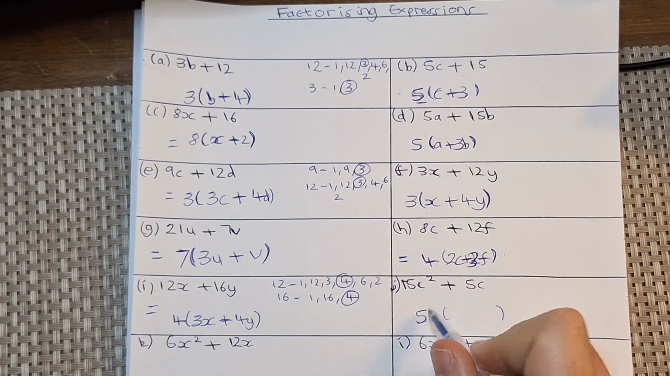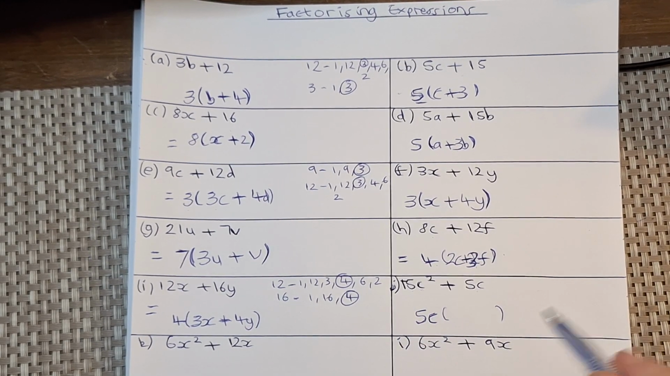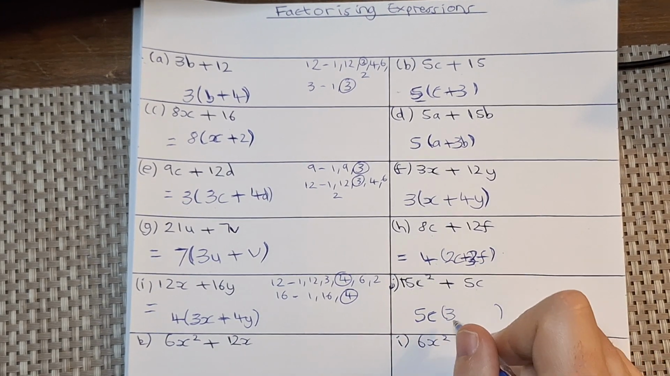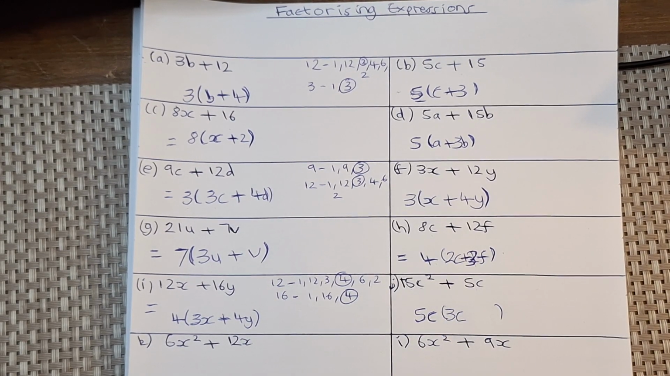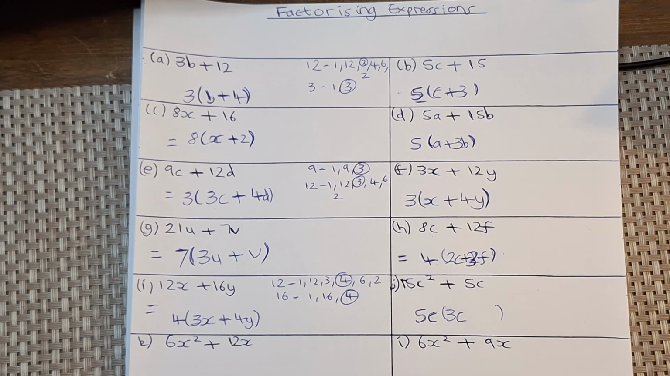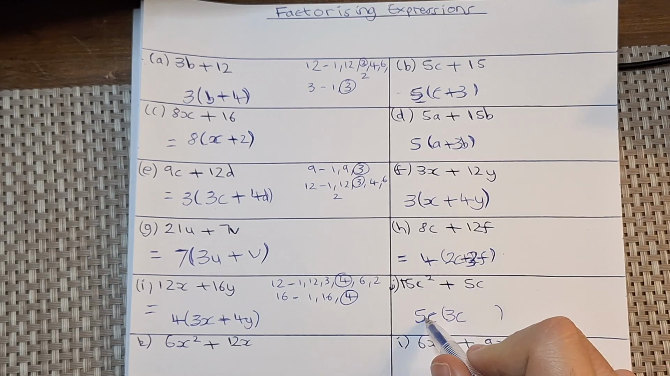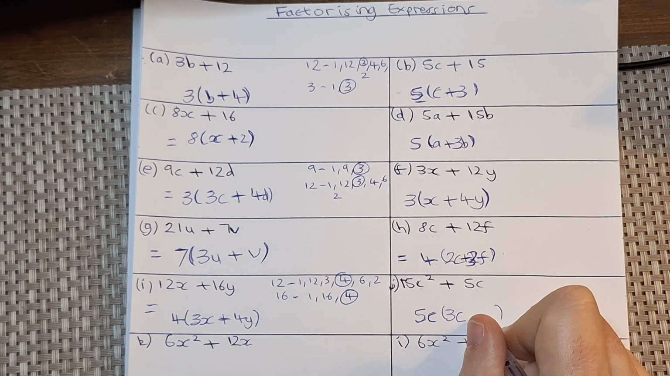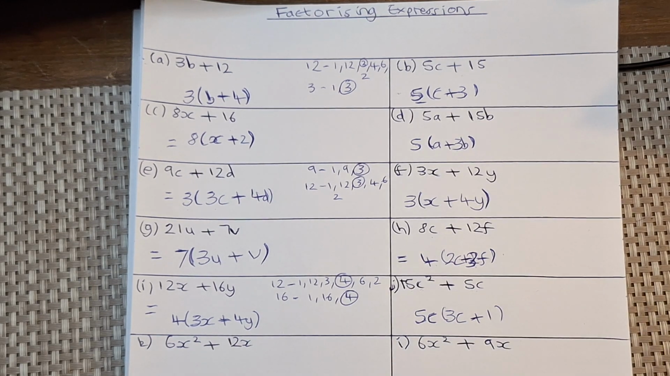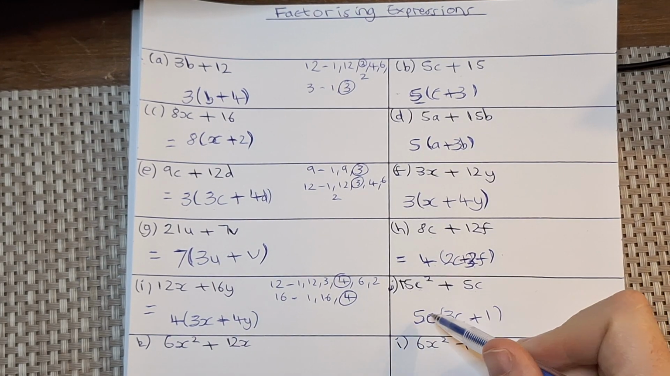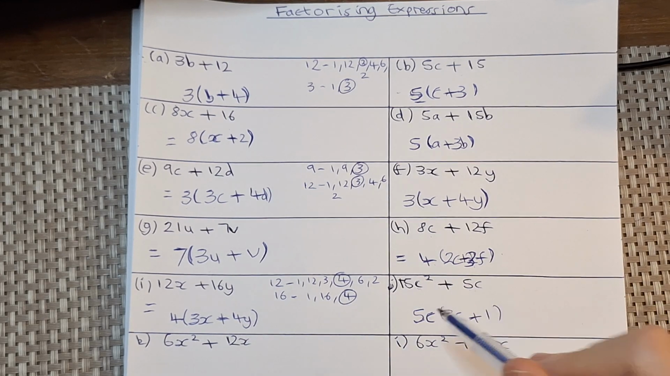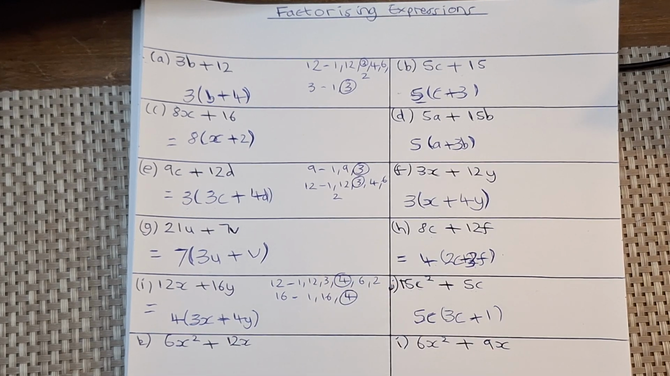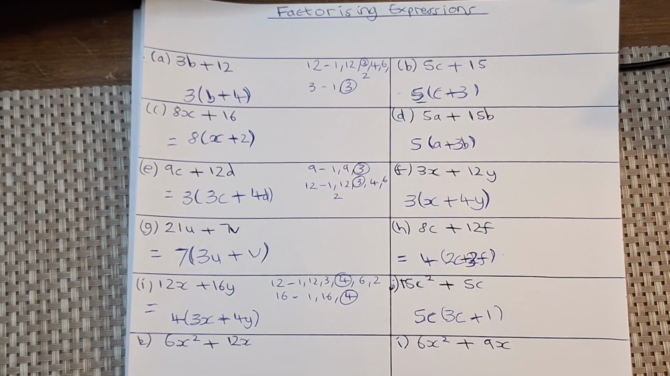Now, same method applies. What do we multiply 5c by to get 15c squared? Well, 5c times 3c is 15c squared. What do we multiply 5c by to get plus 5c? Well, 5c times 1 equals 5c. And again, if we multiply it out, 5c times 3c is 15c squared, 5c times 1 is plus 5c.